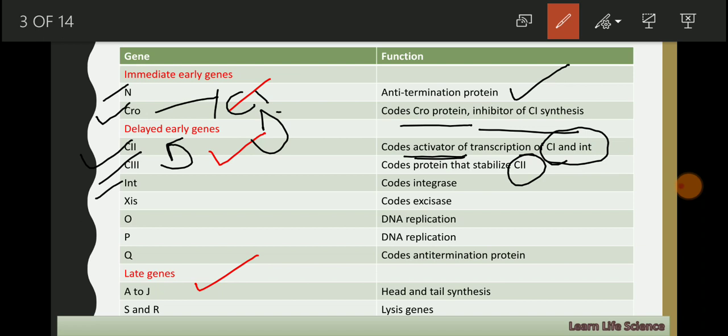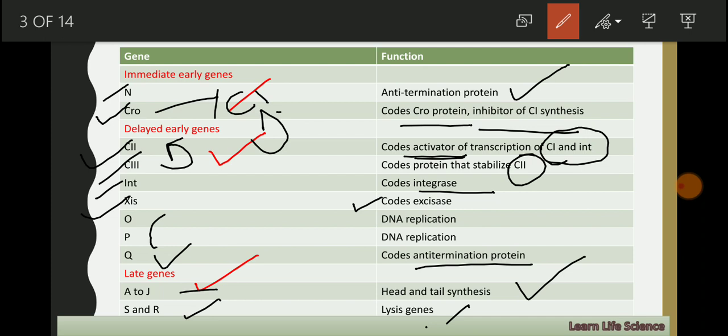The third one is the INT gene. Okay, INT gene codes for integrase. We all know that integrase is involved in recombination process of different genes. Then there will be cis gene which is involved in encoding a excisase enzyme, which is also having a role in excision and integration. Then there is O and P genes which are involved in DNA replication. Q genes which also acts as an anti-termination protein along with N. Okay, and lastly there will be late gene expression, that is A to J, which is involved in head to tail synthesis. Then S and R genes, that is lysis gene.